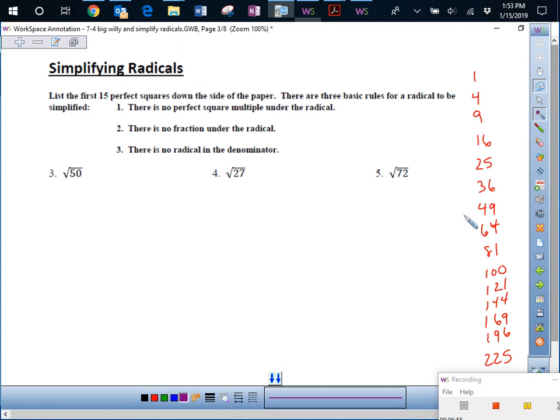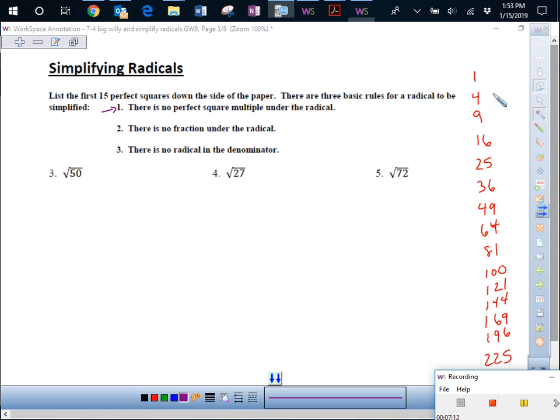Now we'll do a little simplifying radicals, and some of this you've done before. You have seen, like, step number 1. There's 3 major rules of how to simplify radicals, and you've done step 1 before, but we'll refresh your memory. Please write your first 15 perfect squares down the side of your paper. You can pause the video to do that real quick, so get those copied down.